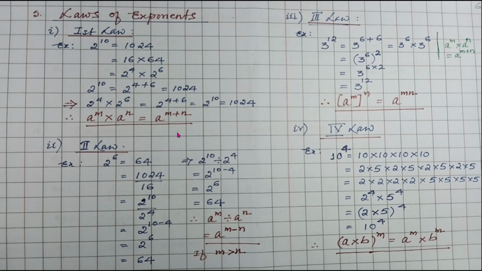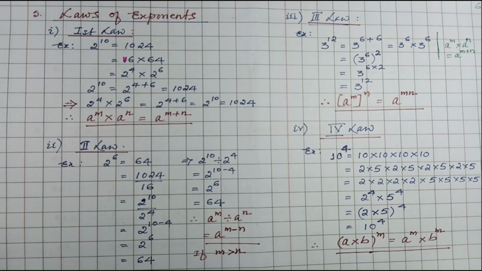Now the laws of exponents are very important for us to understand, and very useful in calculating exponential forms. The first important law is a raised to m into a raised to n is equal to a raised to m plus n. Let me repeat: a raised to m means a is multiplied m times, and a raised to n means a is multiplied n times. When we take the product, it is the same as a raised to m plus n, that is, a multiplied m plus n times.